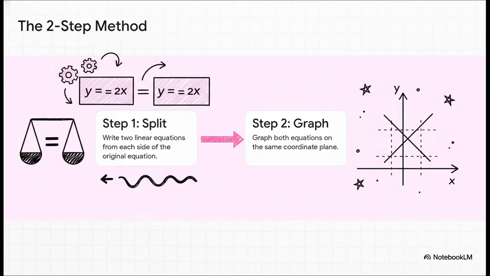It's awesome. Step 1, you write 2 new equations, one for each side of that original equal sign. You just say y equals the left side and y equals the right side. Easy. Step 2, you graph both of those new, simpler equations on the very same coordinate plane. That's it. That's the whole setup.